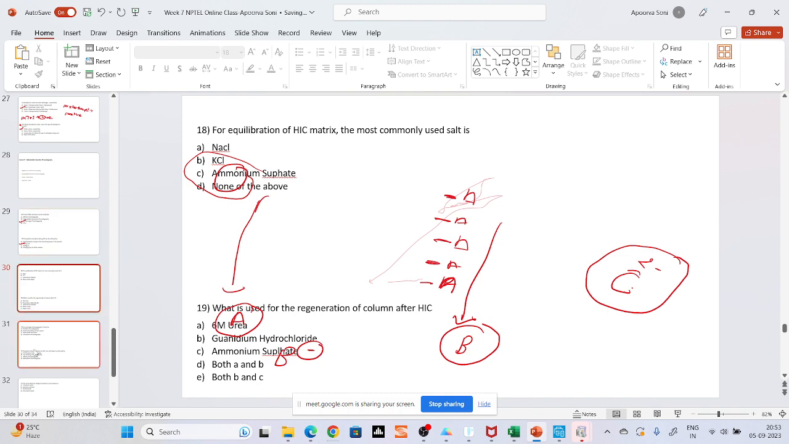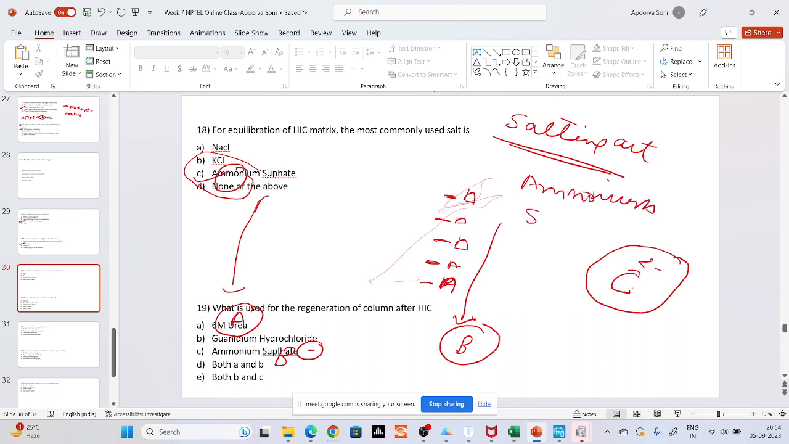Okay, just, are you able to read this? For equilibration of HIC matrix, the most commonly used salt is? Does anybody know? Ammonium sulfate. Yes, good. Ammonium sulfate. So again, one thumb rule: for salting out, we have to add some salt. The most commonly added salt for salting out is ammonium sulfate. So for salting out, which salt is added? Ammonium sulfate. You can use KCl and NaCl also.